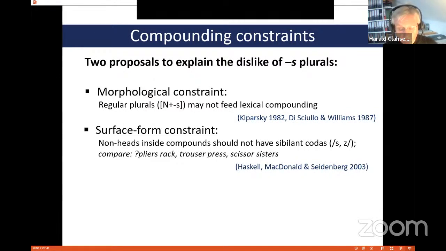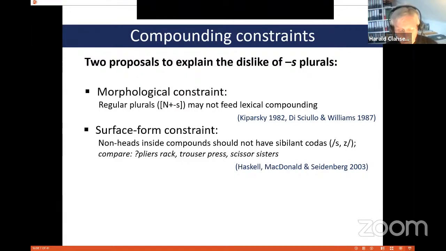So he explained that in this kind of serial level ordering model. There are other linguistic proposals by Gene and Williams, for example, who claim that lexical compounds prefer to join stems rather than words. So elements that are stored in the lexicon, like irregular plurals, are considered to be stems, while regular plurals are results of combinatorial processes and are words. In any case, what is common to these ideas, Kiparsky, and Gene and Williams, is that the dislike of S plurals inside compounds is morphological in nature and not due to any kind of surface forms. That's one account.